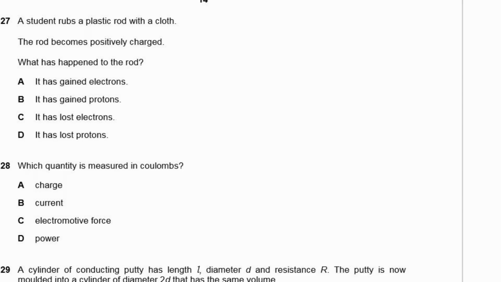27. A student rubs a plastic rod with a cloth. The rod becomes positively charged. What happens to the rod? Okay. Cloth: positive, negative, positive, negative. The only way that our cloth becomes positively charged is if we lose some of the electrons. Those electrons have to then go somewhere else. They've moved into the rod. So the rod has gained electrons.